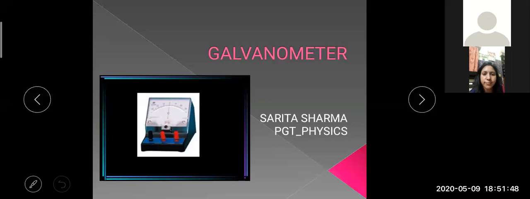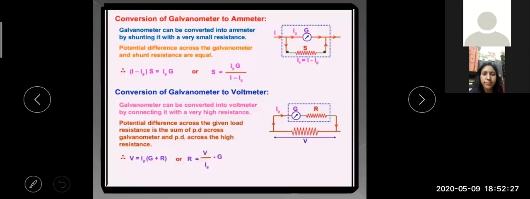In this video, we will discuss the remaining part of the galvanometer. That means we will convert a galvanometer into an ammeter and a galvanometer into a voltmeter. So make sure you have watched the first video of the galvanometer, in which I discussed the introduction, the principle, and the working of the galvanometer. I have also discussed the sensitivity of the galvanometer, so that you can understand this topic easily. So let's start with how to convert a galvanometer into a voltmeter and ammeter.